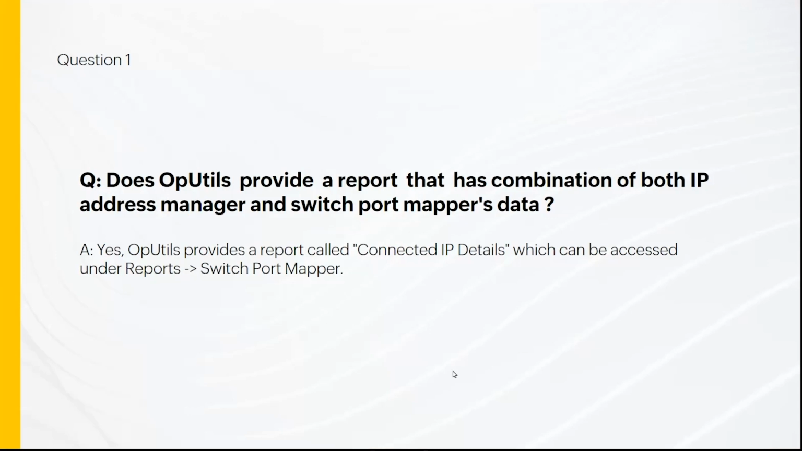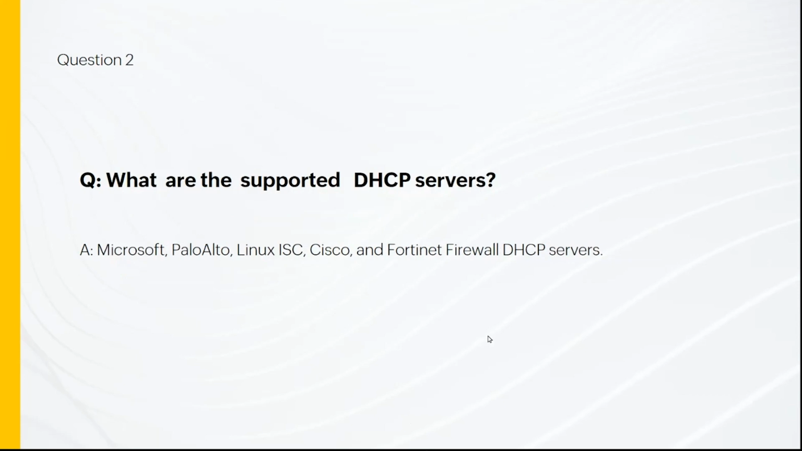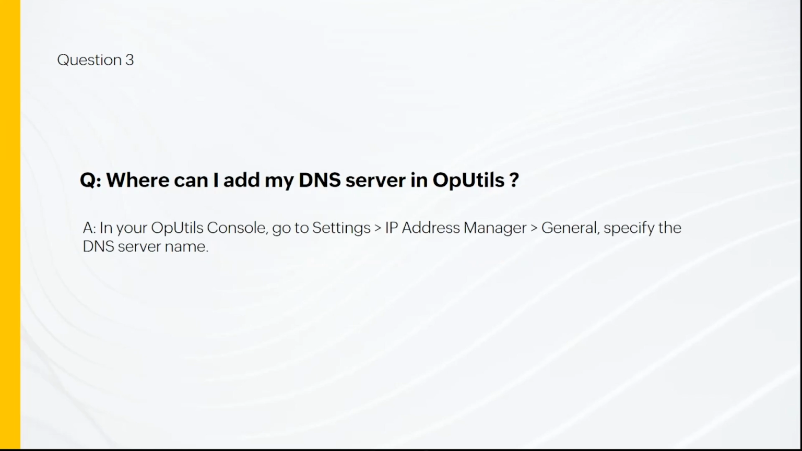The first question is, does OpUtils provide a report that has a combination of both IP address manager and switchboard mapper data? Yes. OpUtils provides a report called Connected IP Details, which can be accessed under the Reports tab under Switchboard Mapper. What are the supported DHCP servers? OpUtils supports Microsoft, Palo Alto, Linux ISE, Cisco, and Fortinet Firewall DHCP servers.